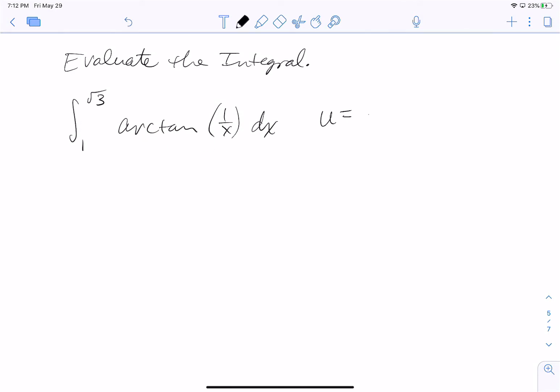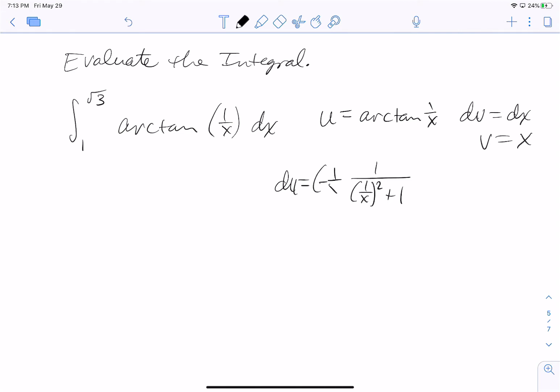I'm going to let u equal the arctangent of 1 over x so that dv is equal to dx. Let's go ahead and get that v is equal to x. We have that out of the way. Now we're going to differentiate the arctangent. du is equal to, now the derivative of the arctangent is 1 over x squared plus 1, but our argument is 1 over x. So our derivative is going to be 1 over x, that thing squared plus 1. Don't forget that we were going to use the chain rule. The derivative of 1 over x is negative 1 over x squared, and then we need our differential dx.